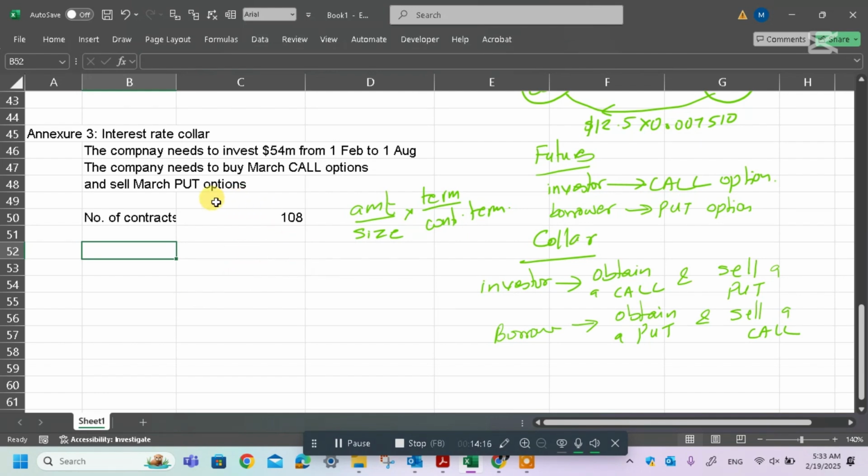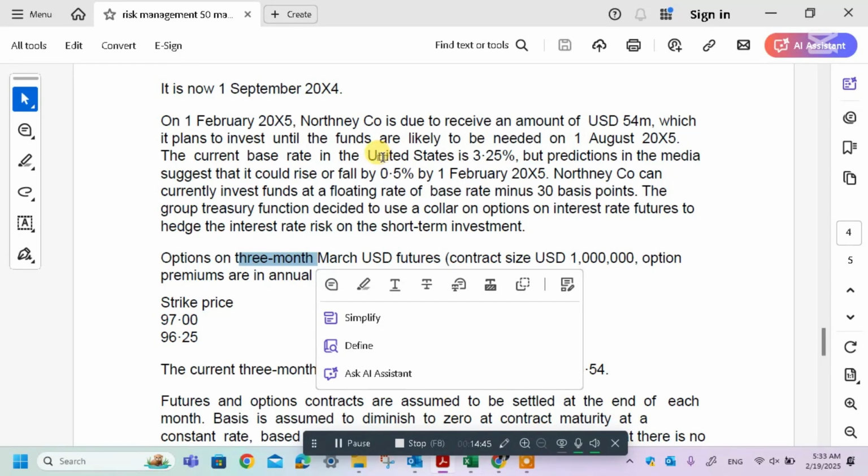Now we need to decide, on the 1st of August, when you want to close your position on options, will these options be exercised or not? So let's write call option, put option. Write the exercise price, strike price rather.